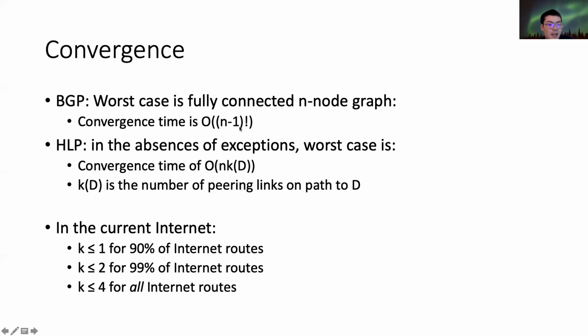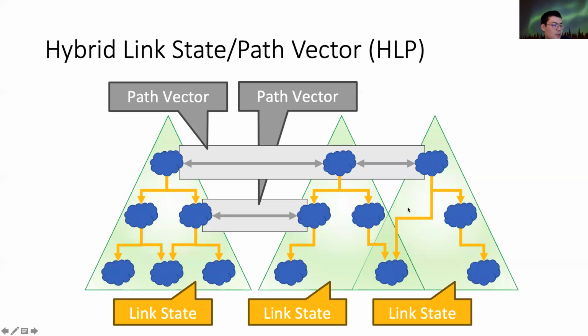And using HLP, your convergence time becomes much less. It becomes n times kd. So n is how many AS you have in the network. So if you look at here, all the blue nodes, that's AS.